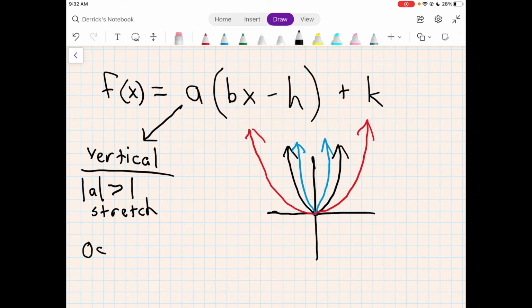If the absolute value of A is between 0 and 1, again, not negative, but between 0 and 1, so we mean actual fractions, not improper ones, but regular fractions, like 1/2, 3/4, 2/3, things like that. If you have something like that, then that is going to be a vertical compression, which would be like the red line.